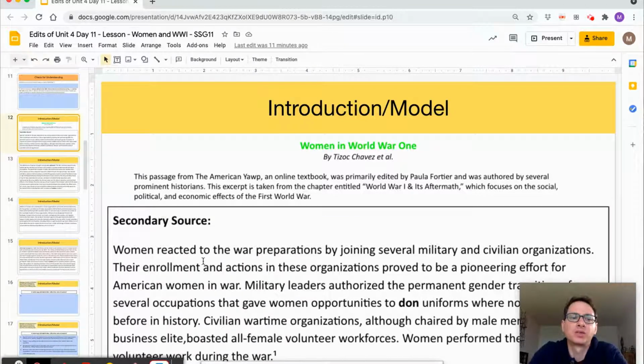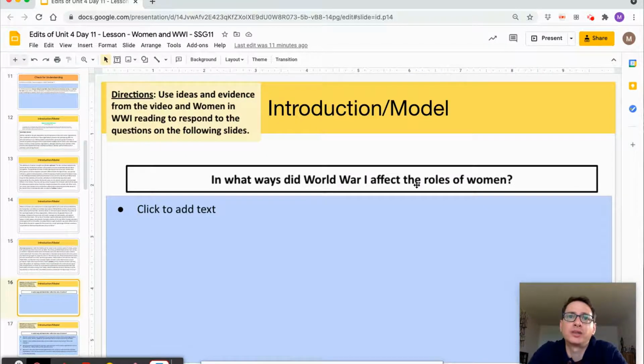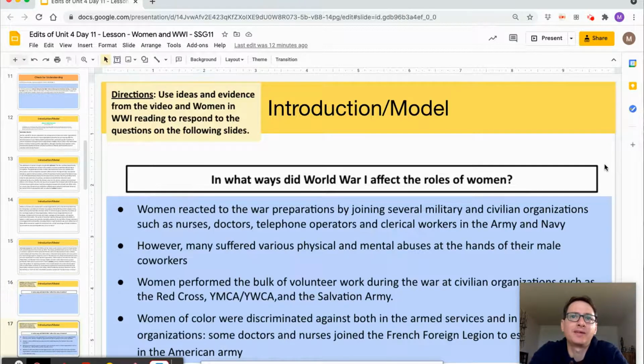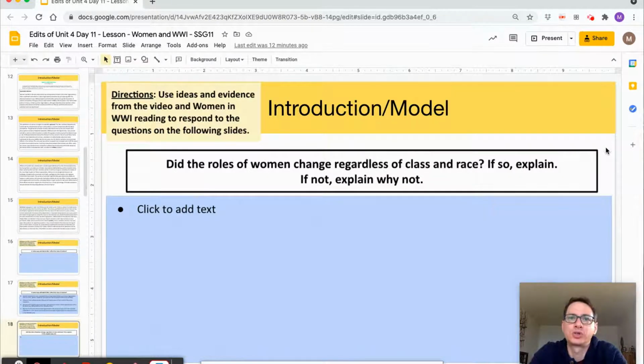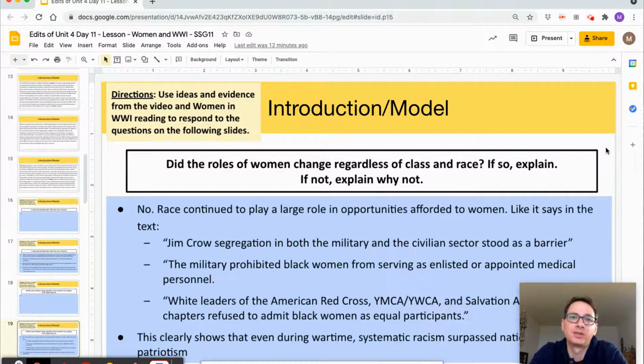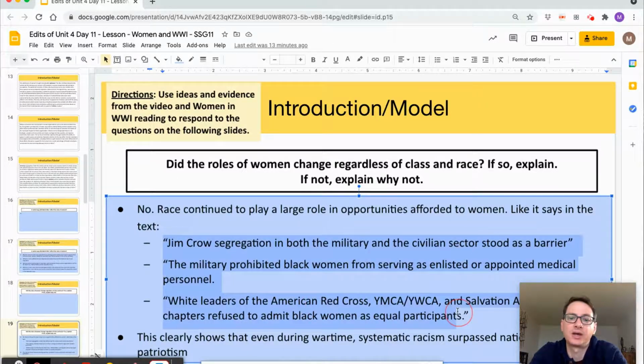All right, now that secondary source is read, let's check our understanding before moving forward. For this first question about how World War I affected the roles of women, I found that women joined both military and civilian organizations, such as the Army, Navy, and Red Cross, as doctors, nurses, and office workers. However, they faced both physical and mental abuse, and on top of that, many women of color also faced racial discrimination. Which leads us to our next question about whether the roles of women changed regardless of race or class. And unfortunately, the answer is an overwhelming no. And I included some of the direct quotes from the text that really support my claim.